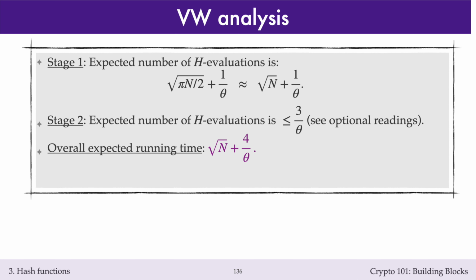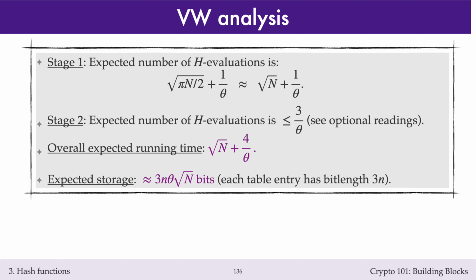The dominant term in this expression is the square root of n. The expected storage is the number of points computed times the proportion of points that are stored, namely theta. Each table entry is n bits for XD, n bits for LP, and I'll say n bits for the index D. And so the storage required is roughly theta times the square root of n times 3n bits.